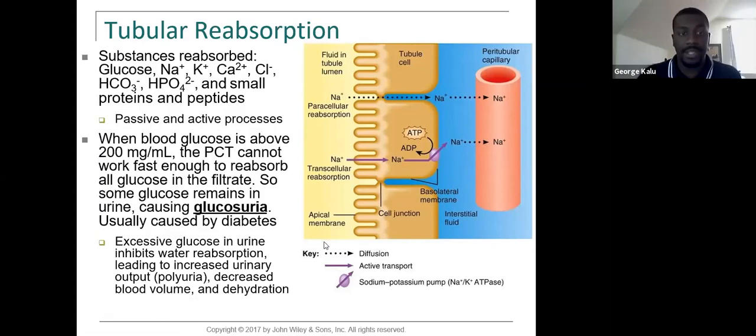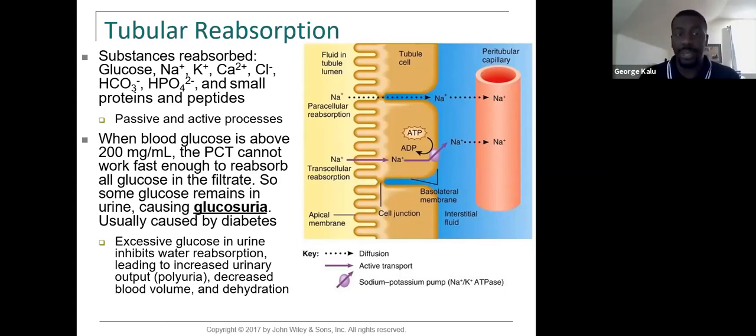Okay. So some of the substances that get reabsorbed are going to be glucose, sodium, potassium, calcium, chloride, bicarbonate ions and phosphate ions, and then to some degree, some small proteins and some small peptides can be reabsorbed as well. Okay? And this is going to be done through various types of passive and active processes. So again, these are things that we want to retain inside the body. Okay? However, there is a condition that can take place here.